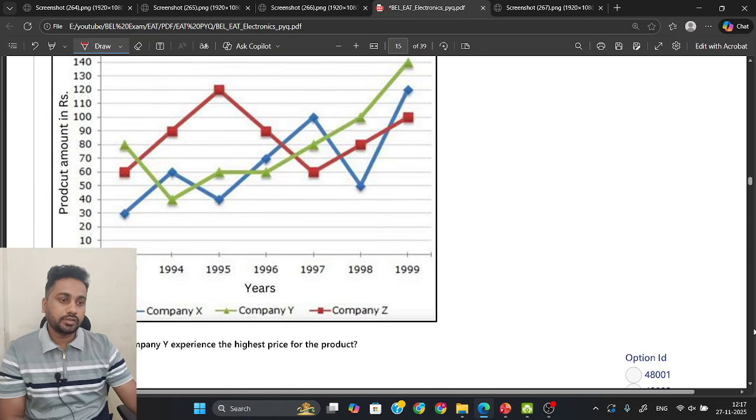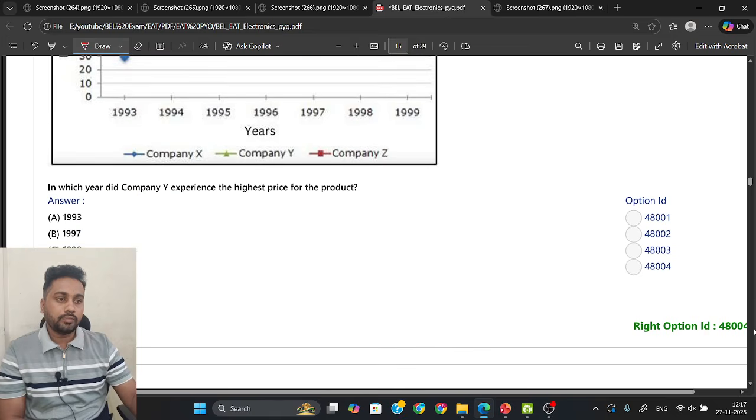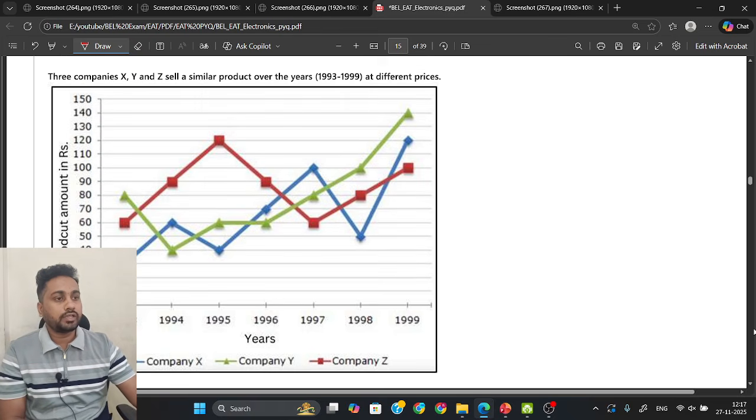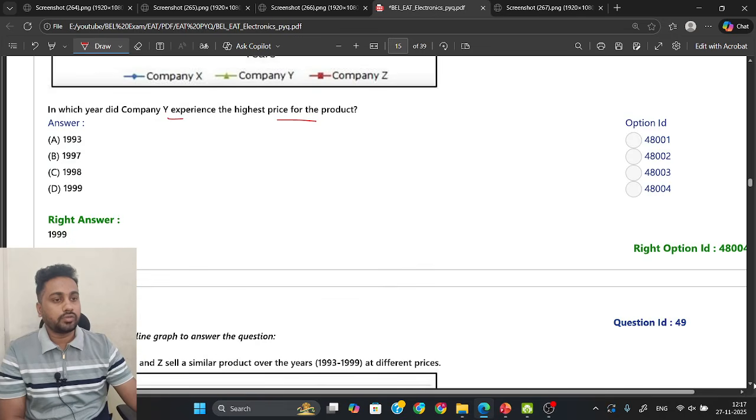Now the next one is, in which year did company Y experience the highest price of the product? So in which year is company Y having the highest price? It's the last year, that is 1919, having company Y at the highest price, that is 140. So in 1919 it has the highest price.